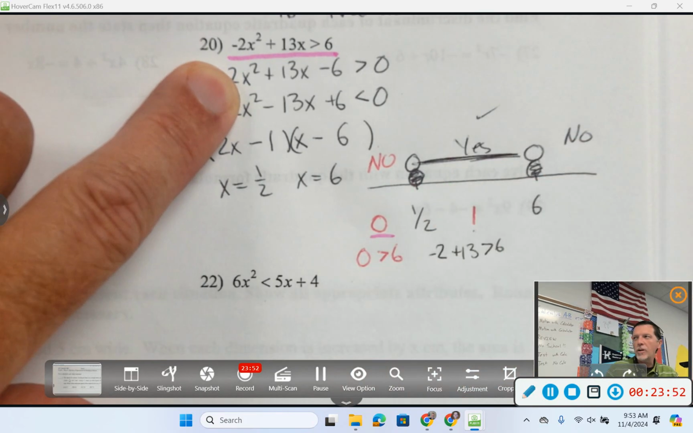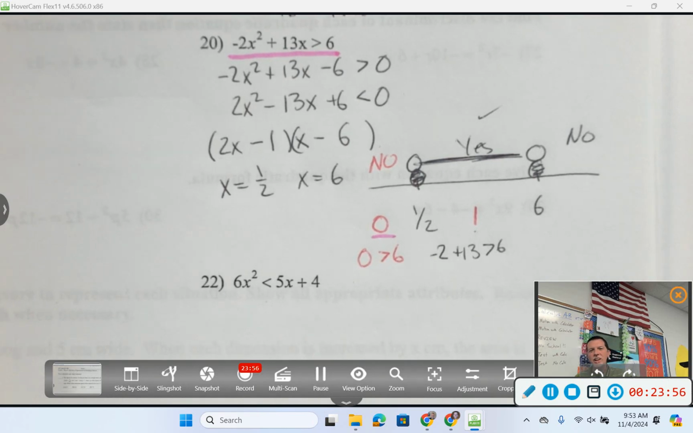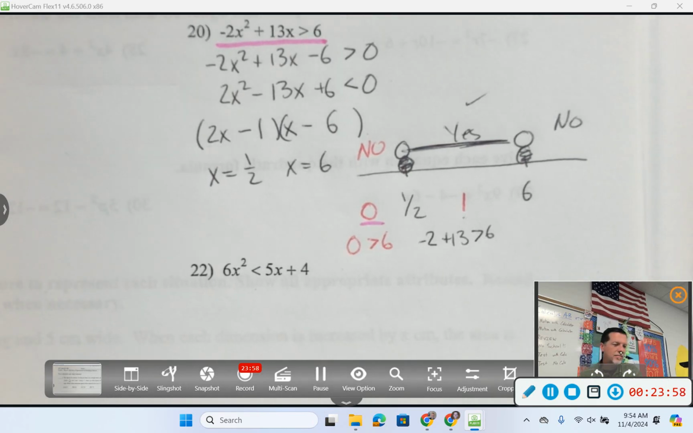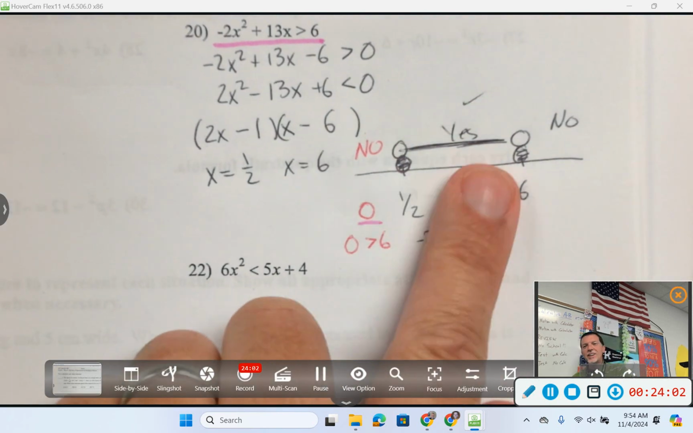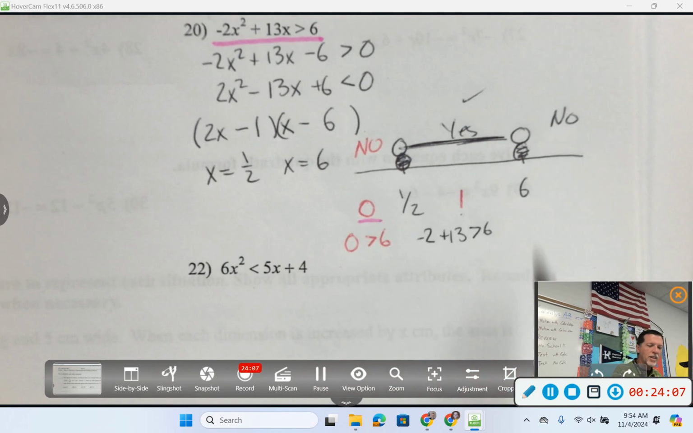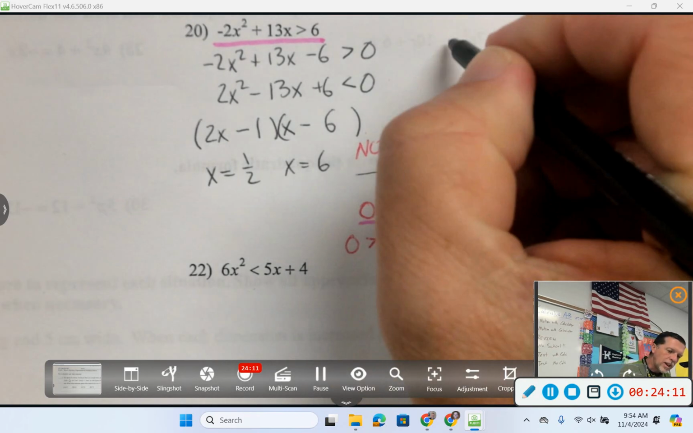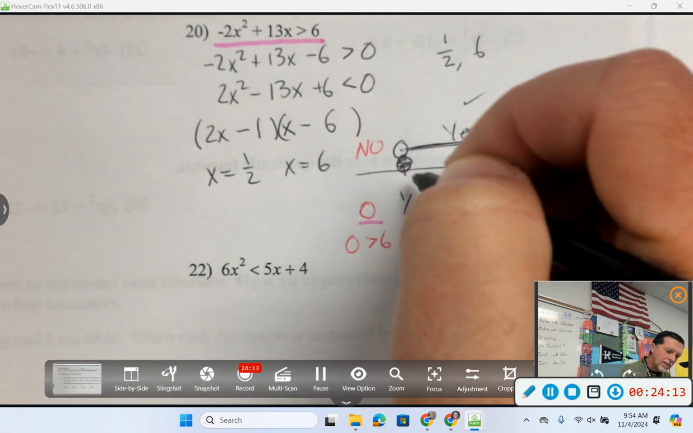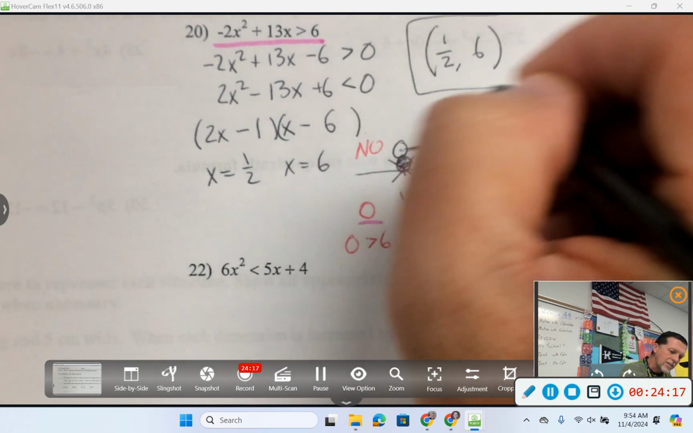And I would say I rarely check more than 2. If it feels like a hard problem, I'll check 2 to make sure things are looking right. After that, I'm not going to check the third, unless these two are not agreeing, or they're both yes or they're both no, and I know something's wrong, then I might check the third. Okay, so it's yes from 1/2 to 6. And despite my wrong picture to start with, I do not want to include 1/2 and 6.